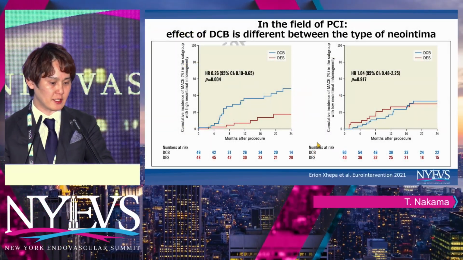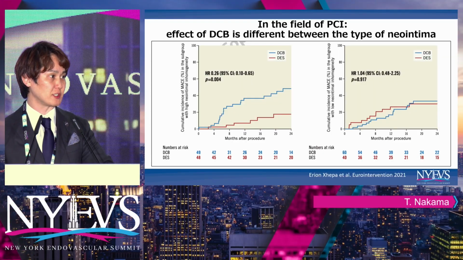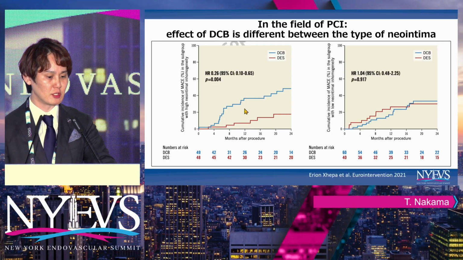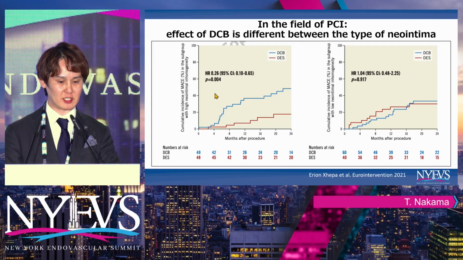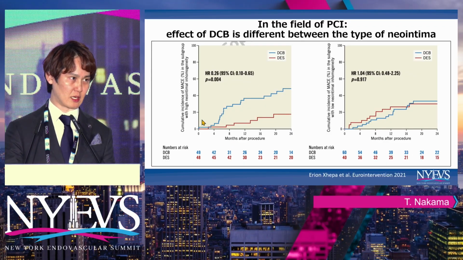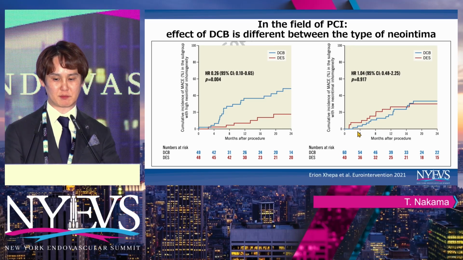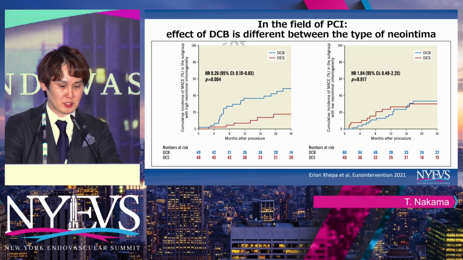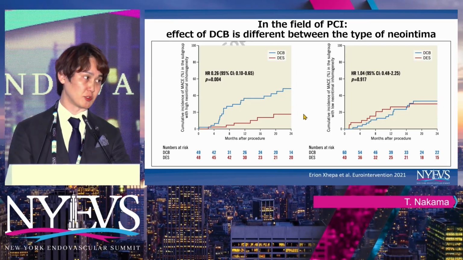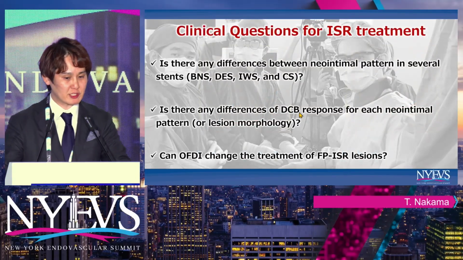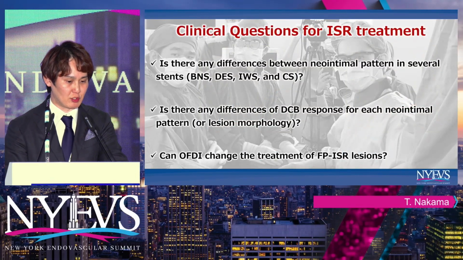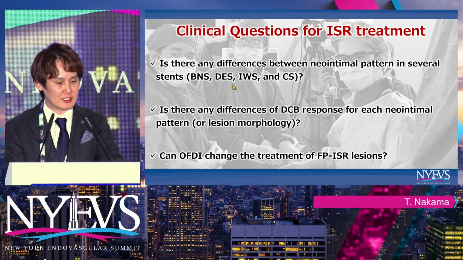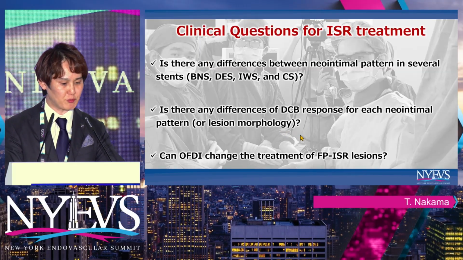In the field of PCI, the DCB response is completely different depending on the neo-intimal hyperplasia pattern. As you can see, with homogeneous patterns, the DCB response is very effective. However, with non-homogeneous patterns, the DCB response is not so good. The one clinical question for ISR in peripheral artery disease is: is there any difference in the neo-intimal hyperplasia pattern in each stent, and is the DCB response different?